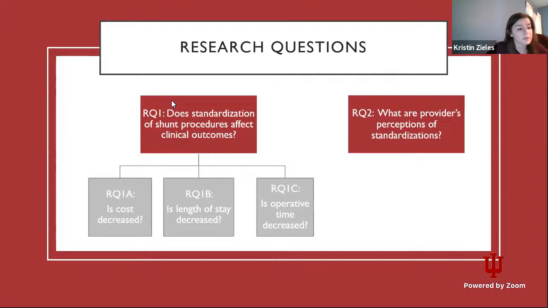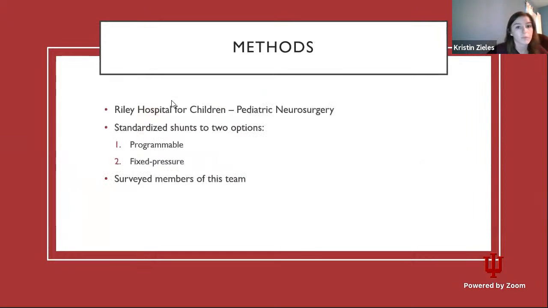There were two main research questions to this study. First, we wanted to know if the standardization of the shunts would affect clinical outcomes, and those clinical outcomes are cost, length of stay, and operative time. And then we also wanted to understand what the providers' perceptions of the standardization protocol were.